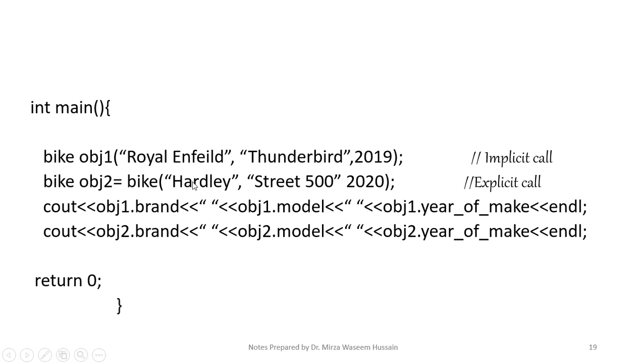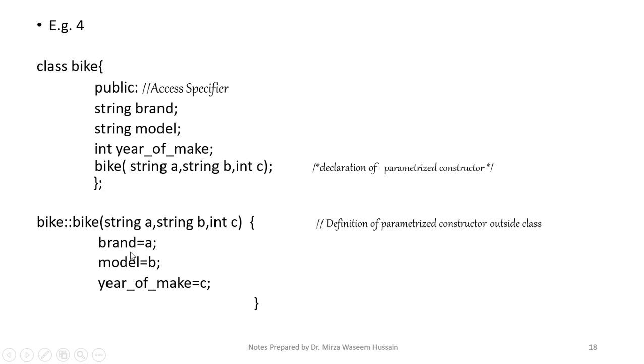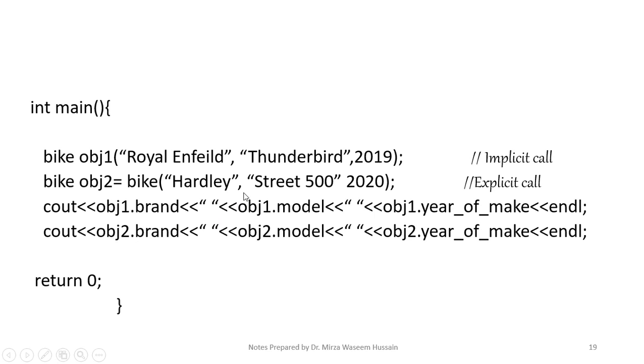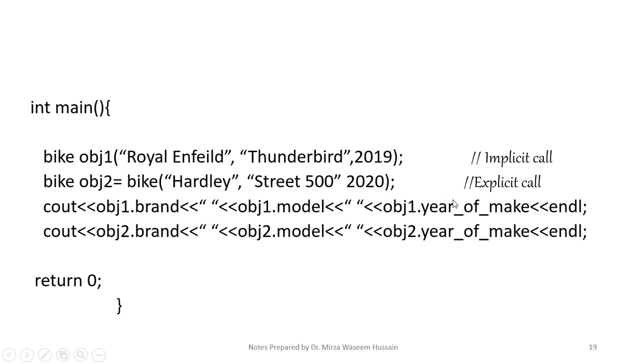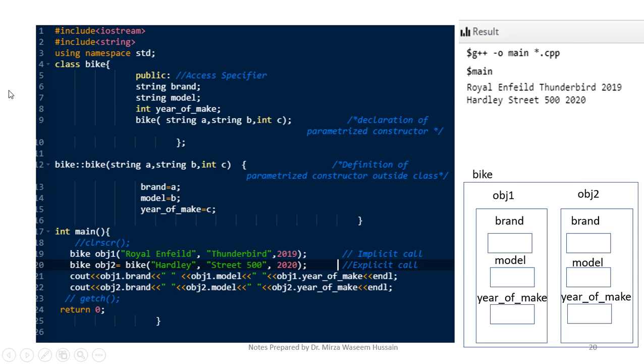Then Harley will be copied to string A, Street 500 will be copied to string B, that is the model, and the year of make will be 2020. There is a difference between implicit and explicit call. This is the implicit call, and then the output will show obj.brand, obj.model, and the year. These are two objects, obj1 and obj2. The output will be like this.